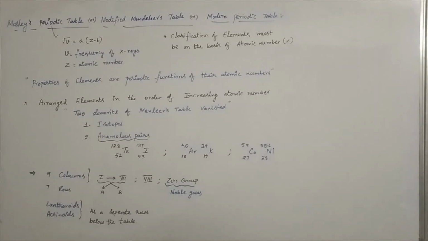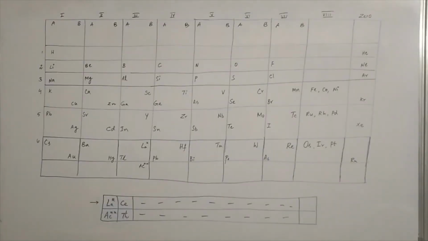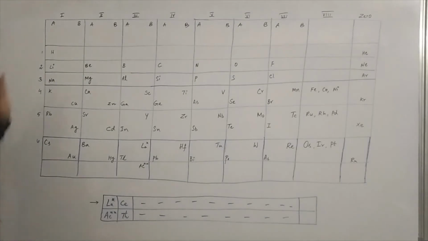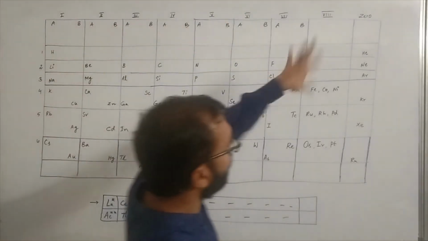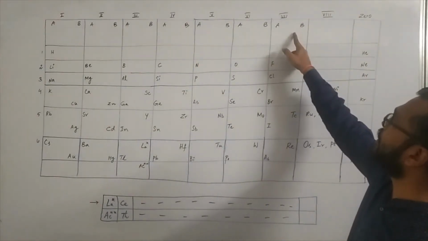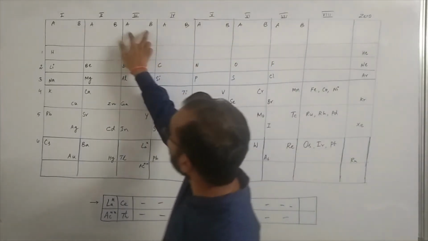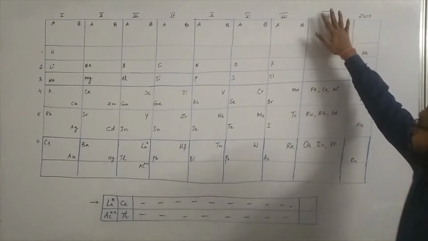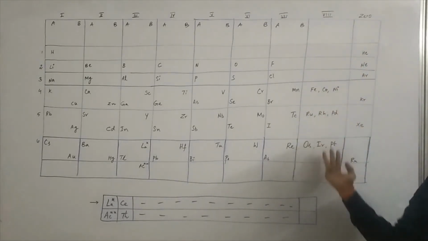So let me show the structure of the table, and then we will continue with certain properties. This is the modified Mendeleev's table. If you observe carefully, you will find totally 9 vertical columns. We call them 9 groups. Columns 1 to 7 have been classified into A and B subgroups. And this 8th column has only transition element triads.